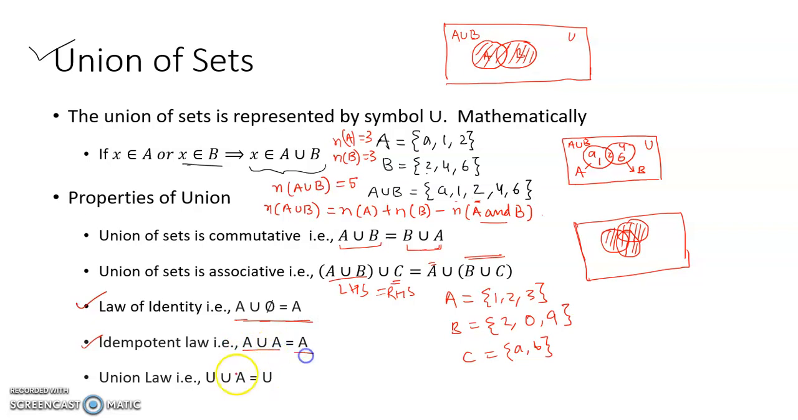And A union A is A. I'm recalling that this is just the fundamental for the probability theory. That's why I'm skimming through it. Universal set union A becomes the universal set.